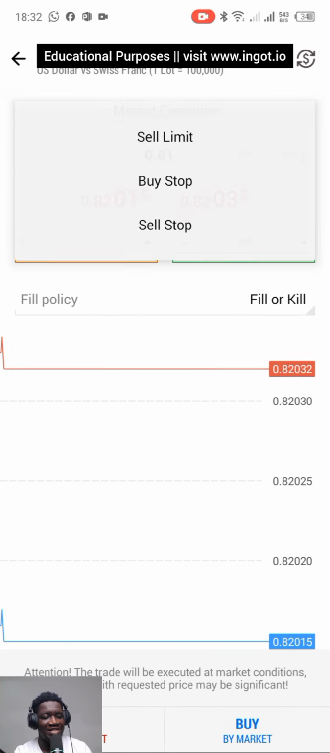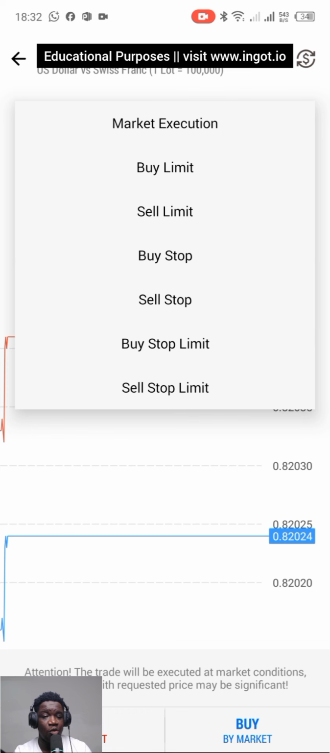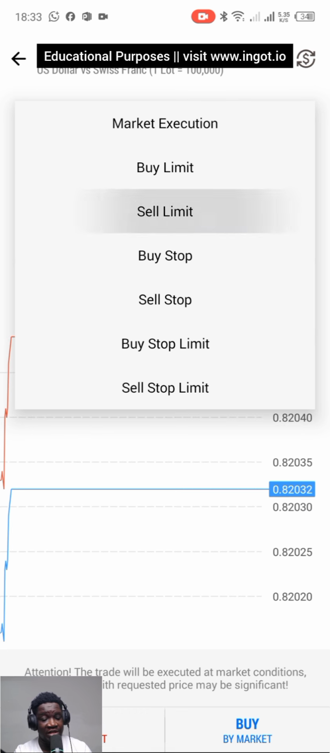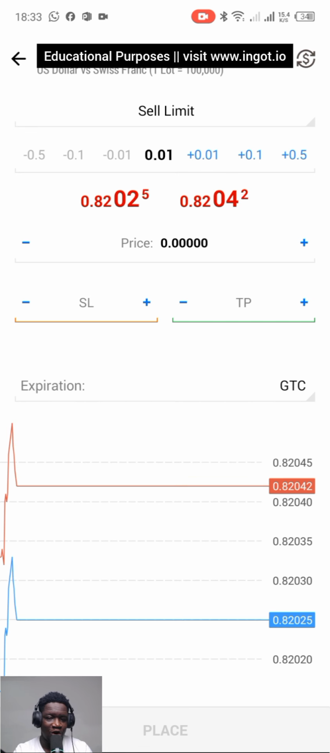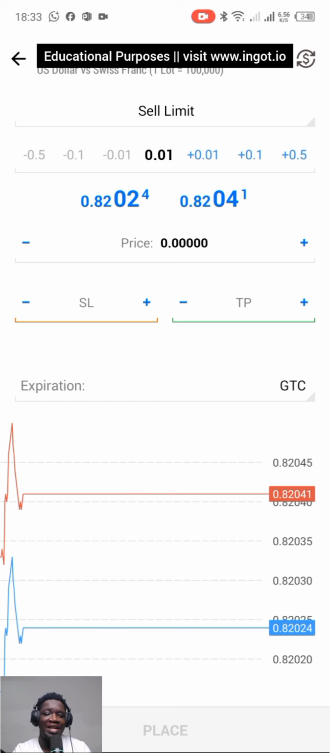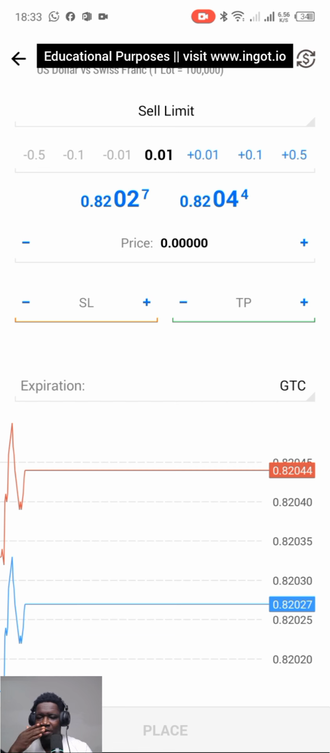So you come here, you select sell, either sell stop or sell limit. We can choose any of them. Let's say sell limit first. When you choose all of that, and this button down here, the place button, doesn't get highlighted, it means you can't place the trade. So then you have to tap it again and choose sell stop. I hope you get it.